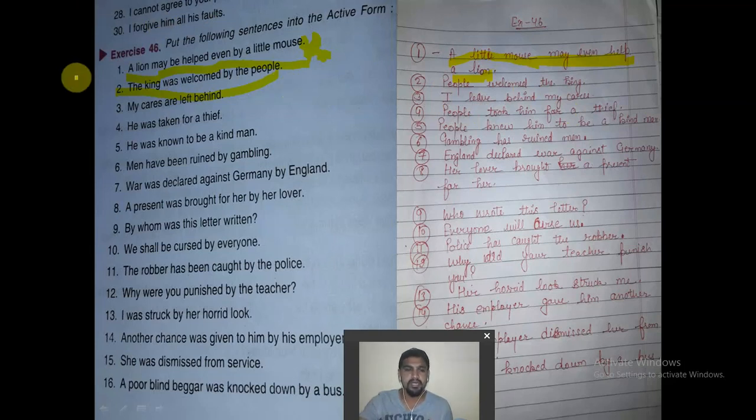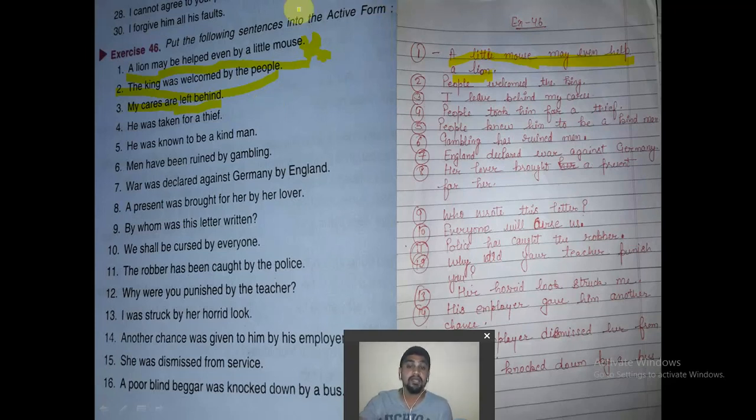So the next one is, my cares are left behind. You see, are plus left, are plus left, third form. Then it is is/am/are plus verb's third form, that is used in the present indefinite sentence to make the passive voice. So we are going to write a present indefinite simple statement.